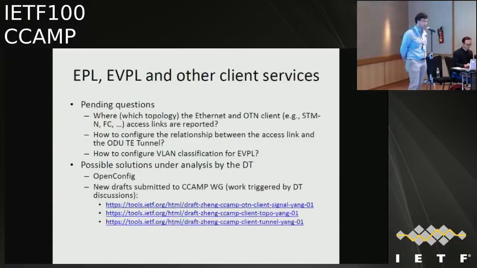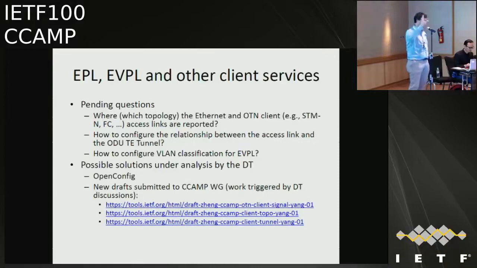Okay. Next one is about the client services. We have looked at the scenario, and we have found, with the TEAS work documents, we have some questions that are not easy to solve with implementing only TTAN and T topology. The first question is, on which topology should the Ethernet or other OTN clients like STM-N, Fiber Channel, access links be reported: in the OTN topology, or should we have other topologies?